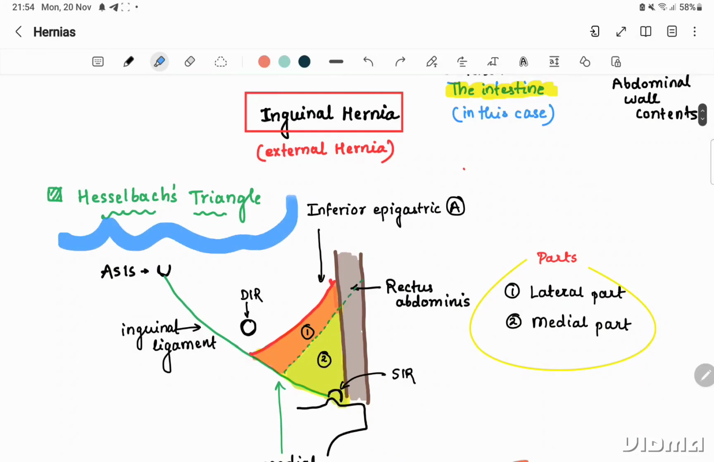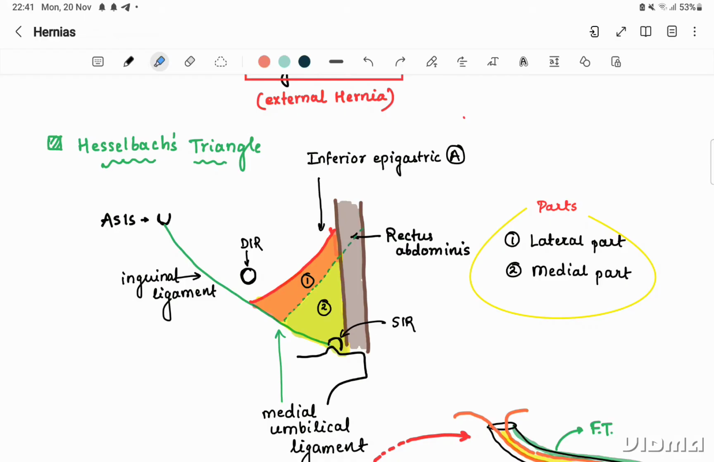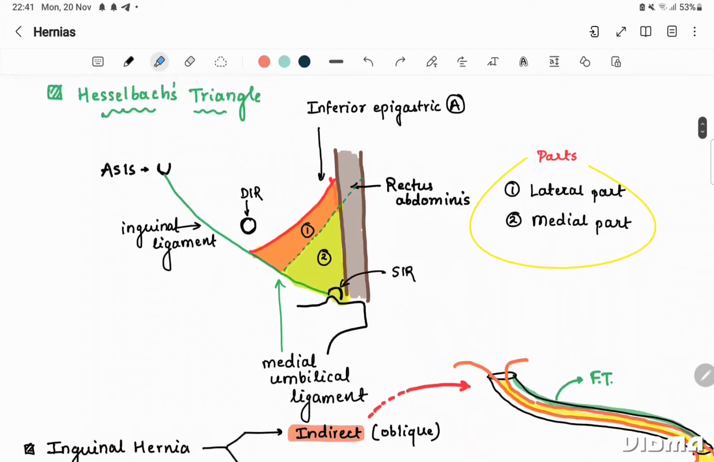We have a concept called the Hesselbach triangle. So let's discuss the Hesselbach triangle. Let's read about the Hesselbach triangle, how it is formed. Just see, here is our ASIS and the inguinal ligament that is going up to the pubic tubercle.